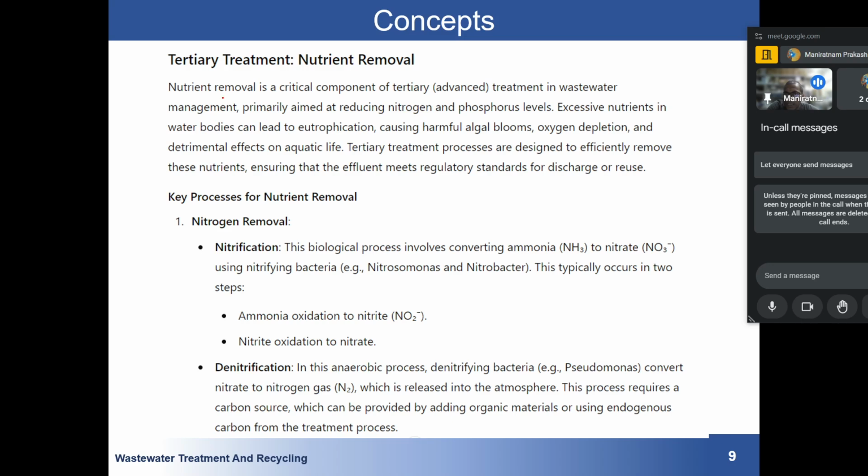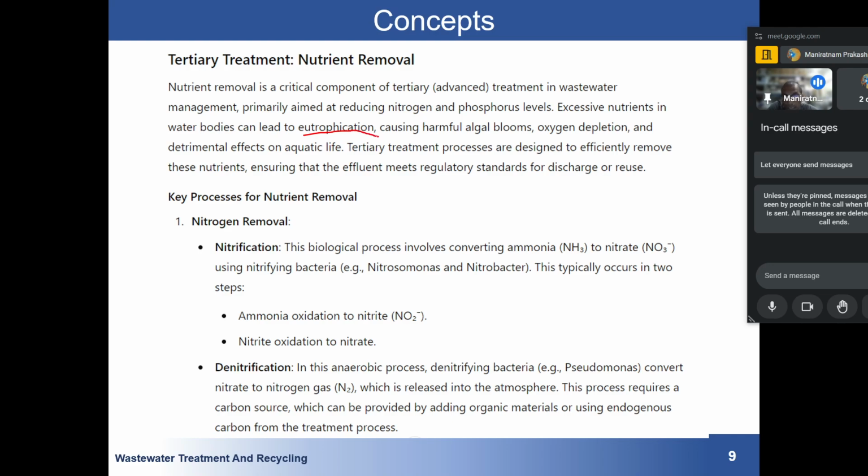So coming to the most important part, that is nutrient removal. First you should know what this nutrient is and why we are removing it. You should be able to answer those things. Nutrient removal is a critical component of tertiary advanced treatment in wastewater management, primarily aimed at reducing nitrogen and phosphorus levels. Excessive nutrients in the water bodies can lead to eutrophication.